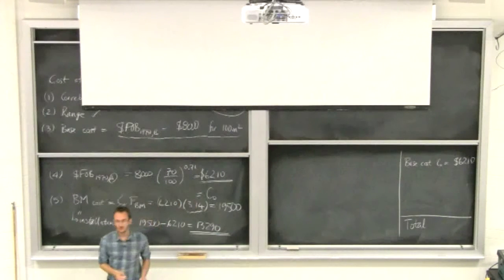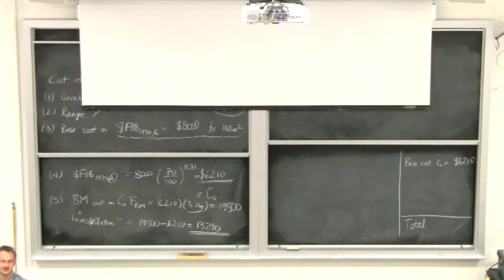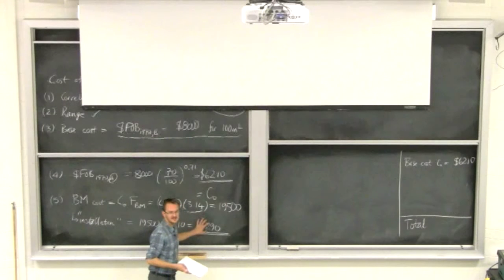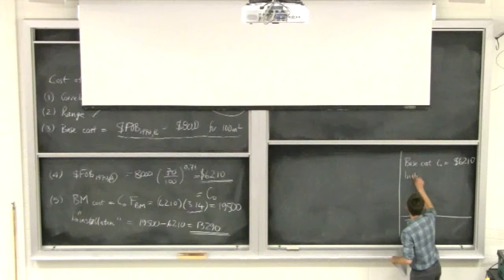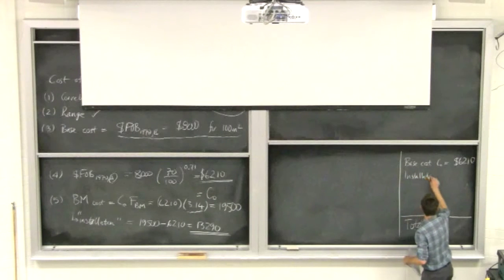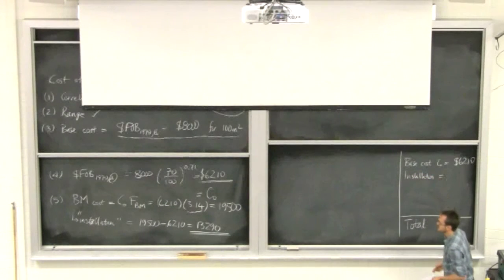That's a cost we incur on our side. We pay that to ourselves, to our own company workers, to get that unit up and running. Maybe some third-party laborers, but the key is this does not go to the supplier of the equipment. The heat exchanger supplier doesn't come and install it for us. We do that at our expense, and so that installation cost is $13,290.